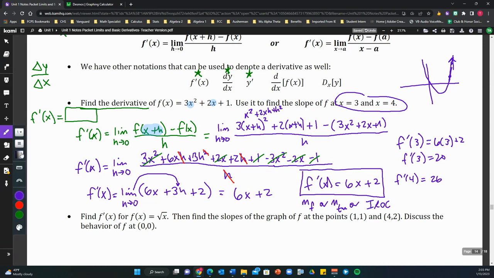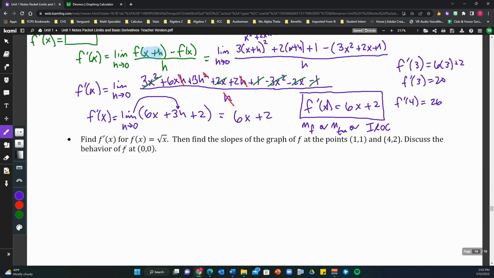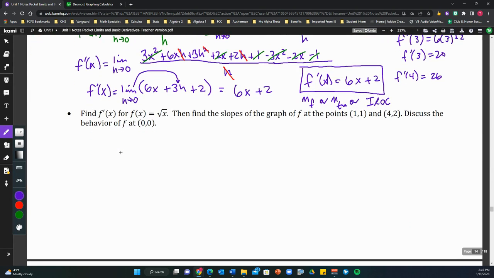All right, so let's try another one. Now, this one's a little bit more complicated. So it's the same goal. I want to find the derivative, find f prime for the original function f of x equals square root of x. Then we're going to use it to find the slopes at these different points.